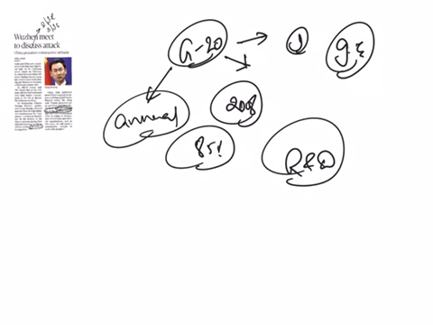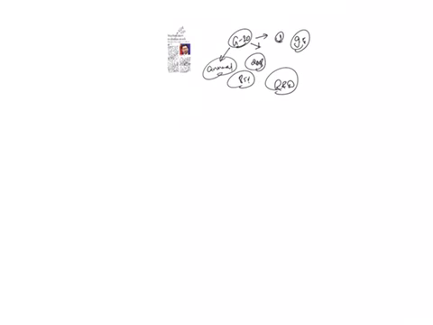Some of the facts that we need to remember regarding this G20: it has no permanent headquarters and no permanent staff. All organizational and logistical arrangements for meetings are handled by the country which is currently presiding over the group. The G20 members are Argentina, Australia, Brazil, Canada, China, France, Germany, India, Indonesia, Italy, Japan, Mexico, Russia, Saudi Arabia, South Africa, South Korea, Turkey, UK, US and the European Union.